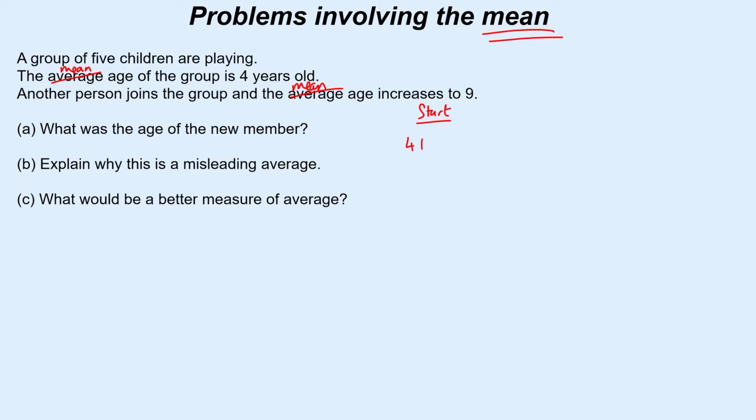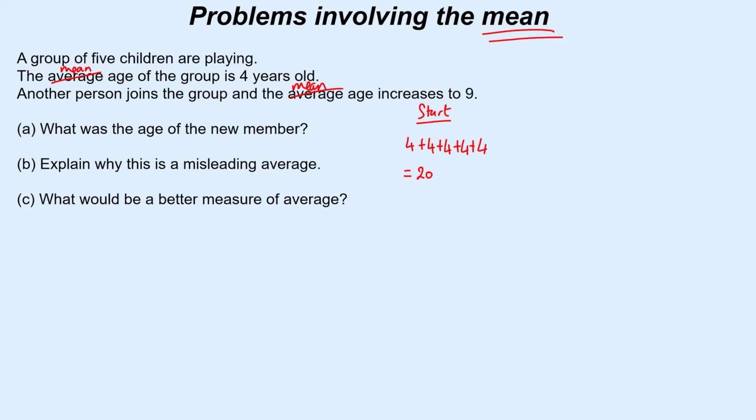So we've got 1, 2, 3, 4, and 5. 4 add 4 add 4. So that's the 5 different children. 4 add 4 add 4 add 4 add 4, and that's 20. Or you could just do 5 times 4, because there's 5 children that are 4 years old each. Now remember, that's not technically their ages. Like one could be 3 and one could be 5, but that's their average or mean ages here.